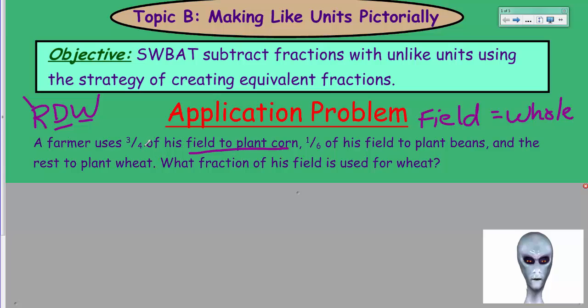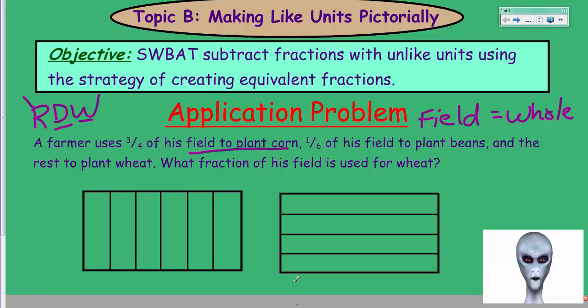So when we think of a fraction as less than one whole, it's important to remember that the field itself is the whole. That way he doesn't have 1 whole and a half. It doesn't say that. It's all based on the fraction of that field. And of course, we're trying to find out how much of the fraction of the field is used for wheat.